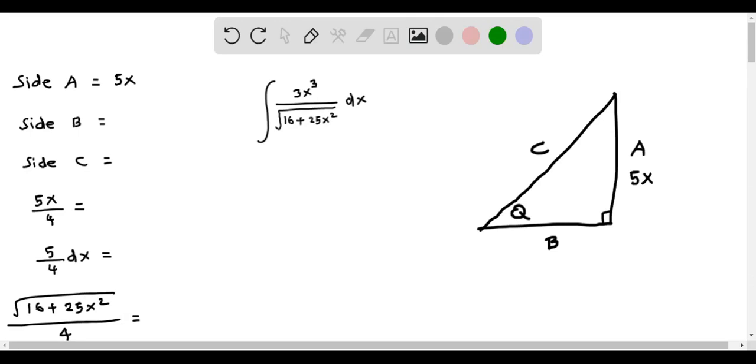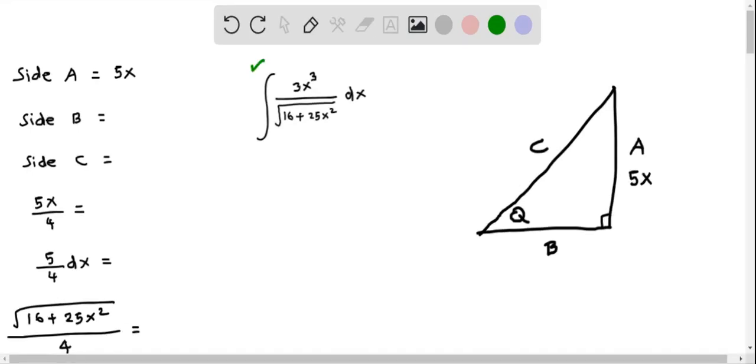We will now solve this indefinite integral, which is the integral of 3x cubed over the square root of 16 plus 25x squared dx. For this, we are going to use trigonometric substitution, and we are already given this side A equals 5x. We have to determine the side B as well as side C, and also fill in the blanks for the other three expressions.